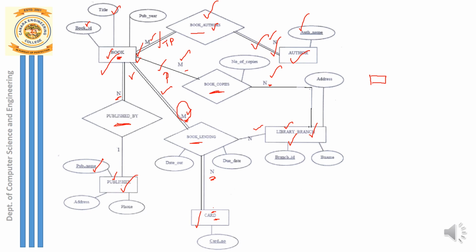What about from the book side? Again, a book should be borrowed using a card only. Without the card you cannot borrow the books. So here it is total participation again from the book side.